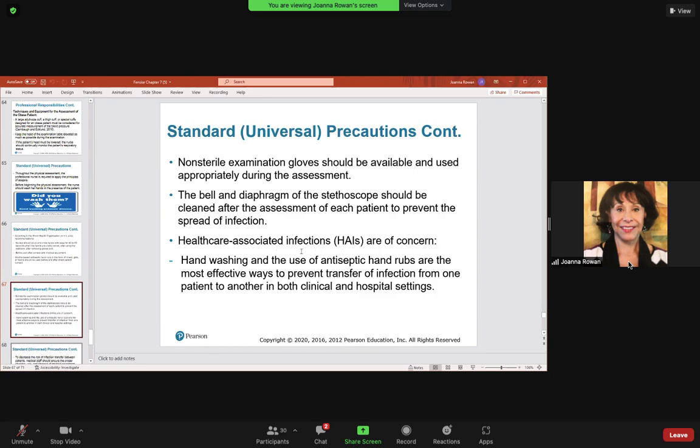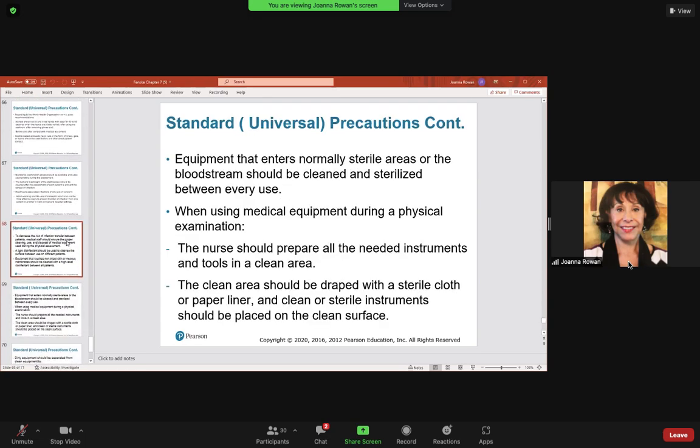Healthcare associated infections are of concern. Hand washing and the use of antiseptic hand rubs are the most effective ways to prevent transfer of infection from one patient to another in both clinical and hospital settings.